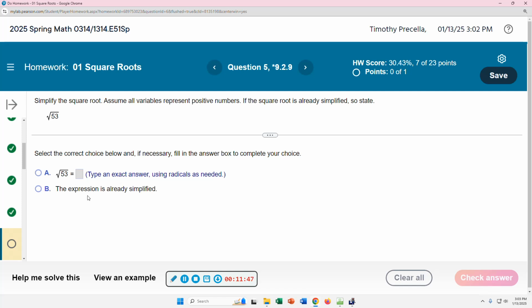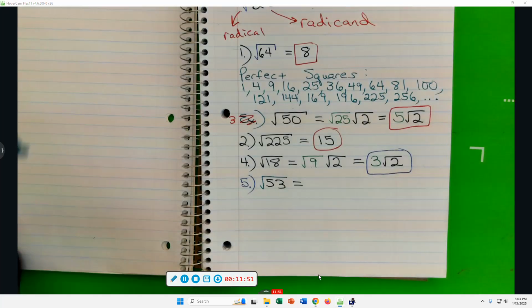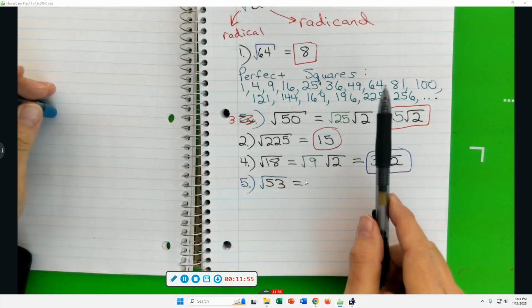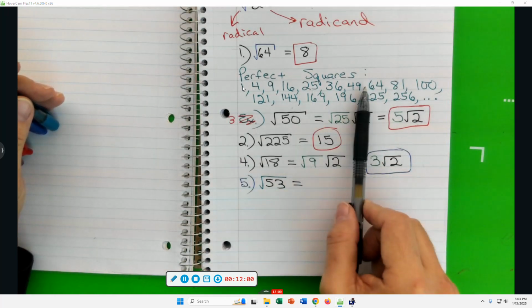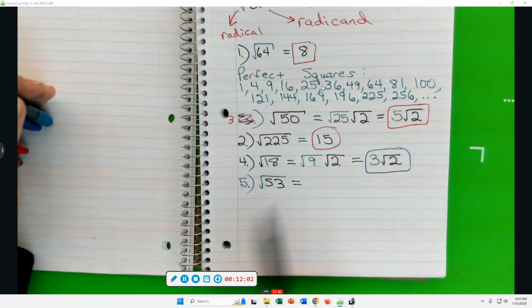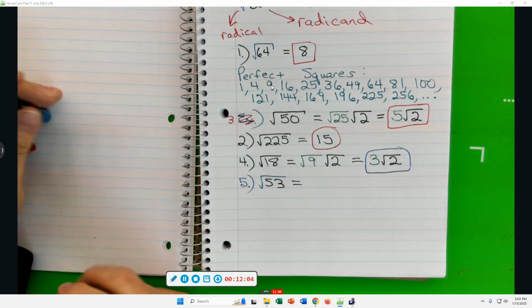I wonder what that's all about. The square root of 53. Is 53 one of our perfect squares? No? Okay, so it has to be less than 53. What's the biggest number up here that divides evenly into 53? None. Well, let's check.